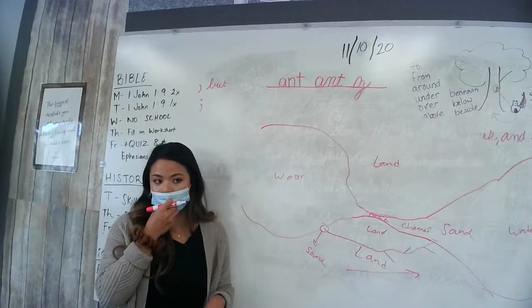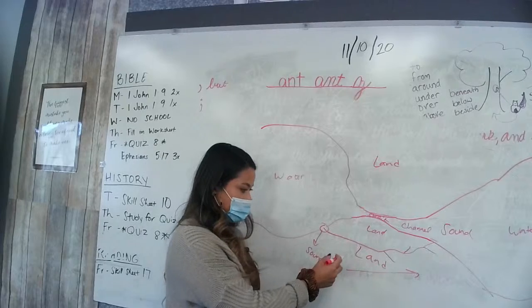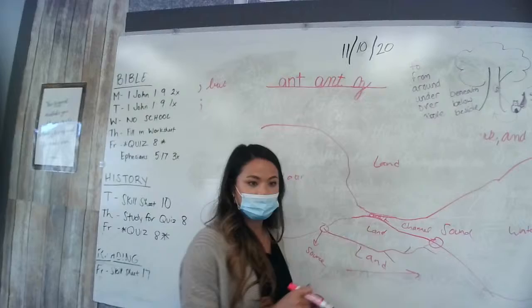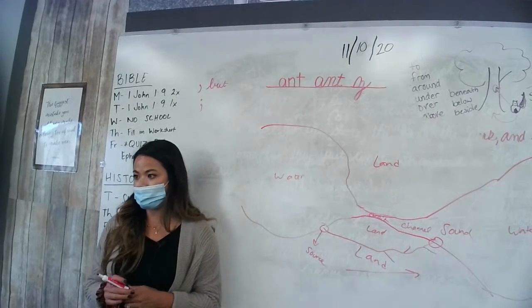Okay? So this is the source. If the river's flowing this way, this is the mouth of the river where it flows into a larger body of water.